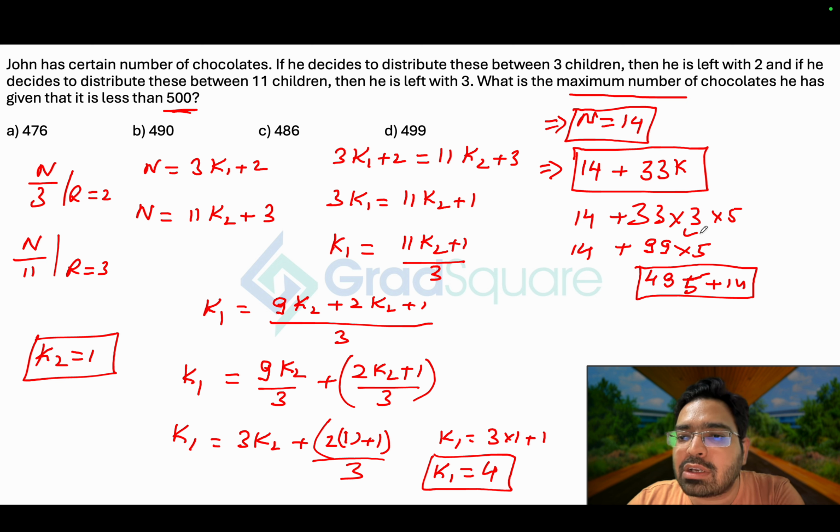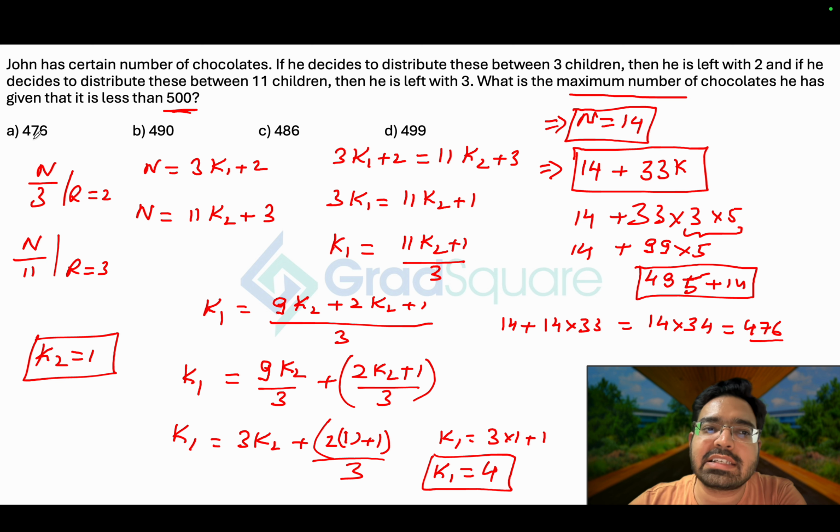Okay, this particular piece was the 15th multiple of 33. So I'll now take the 14th multiple of 33. So 14 plus 14 times 33. If I look at this, this turns out to be effectively 14 times 34. And if you look at the option choices, you will realize this number comes down to 476, which matches with option A. So option A will be the correct answer for this question.